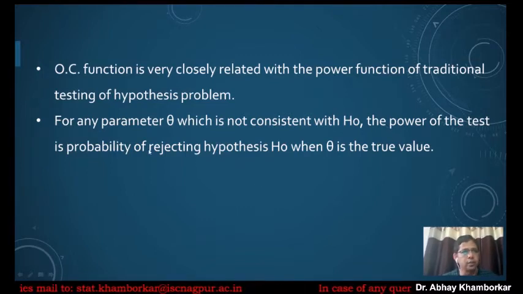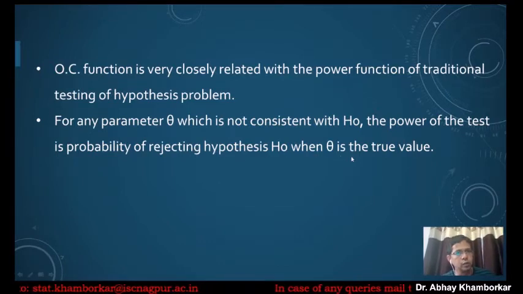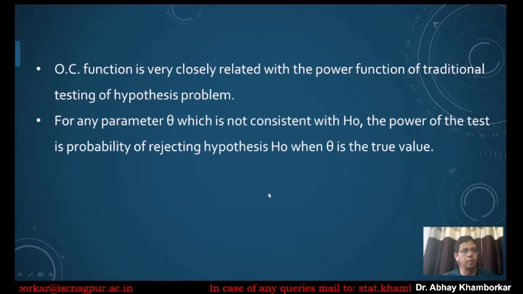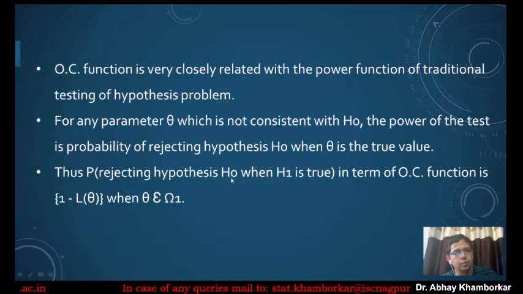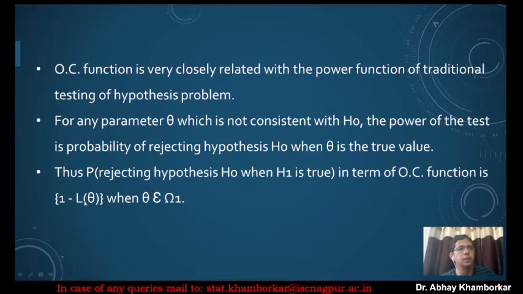The power of the test is the probability of rejecting H naught when theta is the true value which is not consistent with H naught. So this is nothing but the probability of taking the correct decision, which is also nothing but the power of the test. Thus the probability of rejecting hypothesis H naught when H1 is true, in terms of the OC function, is nothing but 1 minus L theta.